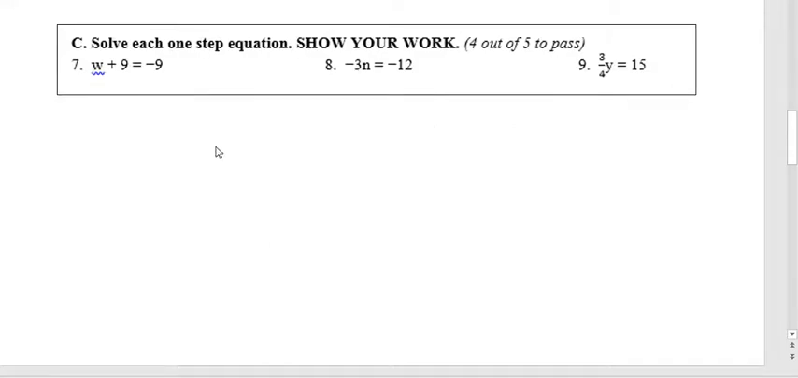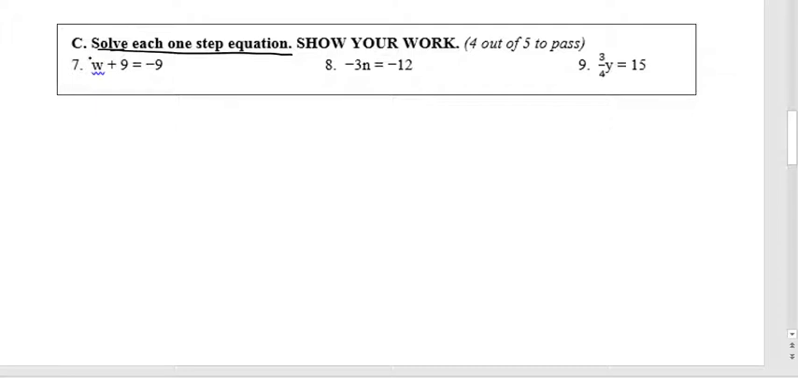For this next section on your test, you were asked to solve each one-step equation. Remember, when you solve an equation, your whole goal is to isolate your variable. You want to get your variable all by itself. And you do that by using inverse operations or opposite operations to undo things that have been done to the variable.